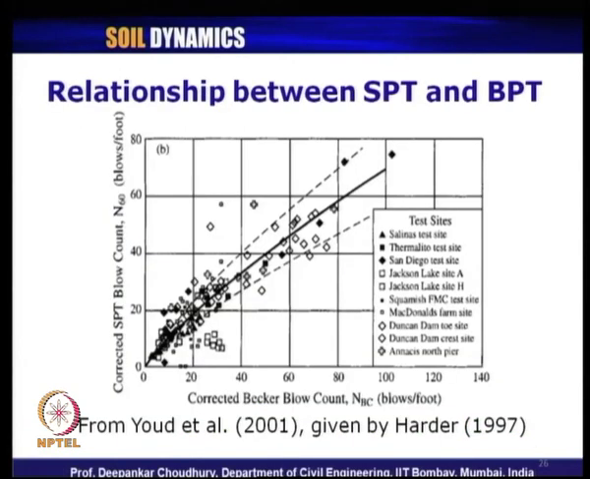So, this is the relationship between SPT and BPT, which was originally given by Harder in 1997, which is mentioned in Youd et al. 2001 also. You can see the correlation. The y axis is corrected SPT blow count N60, measured in blows per feet, and the x axis gives the value of corrected Becker blow count from the BPT test, NBC, in terms of blows per feet. So, if you have used the BPT test or Becker penetrometer test at a site, you will get the NBC value, use this chart, get a corresponding N60 value and then use that N60 value for your liquefaction analysis. So, that is the procedure mentioned.